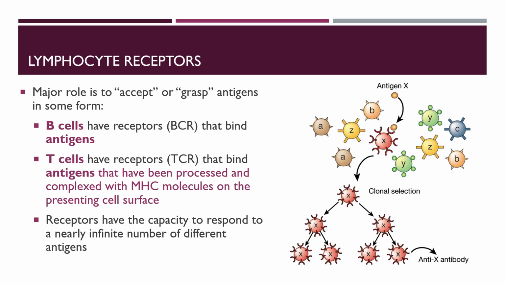So what about lymphocytic receptors? The major role is to accept or grasp antigen in some form. Remember, antigen's the bad guy, right? So that is the goal, is to grab one of those antigens and get them out of circulation. B cells have receptors called BCRs that bind the antigens. T cells have receptors called TCR that bind antigens that have been processed and complexed with an MHC molecule on the presenting cell surface. Receptors have the capability or capacity to respond to nearly an infinite number of different antigens.